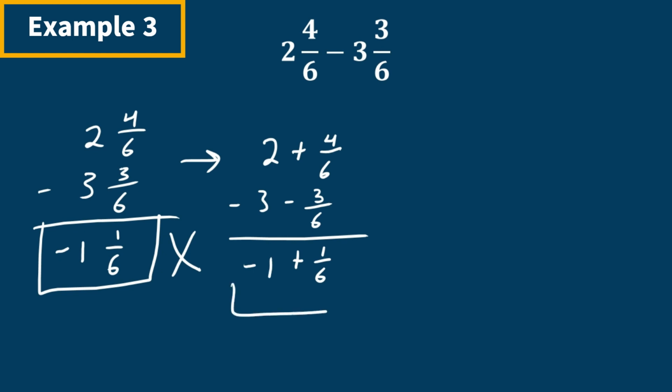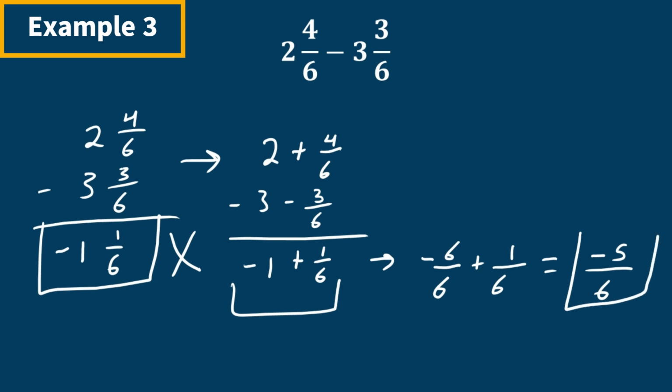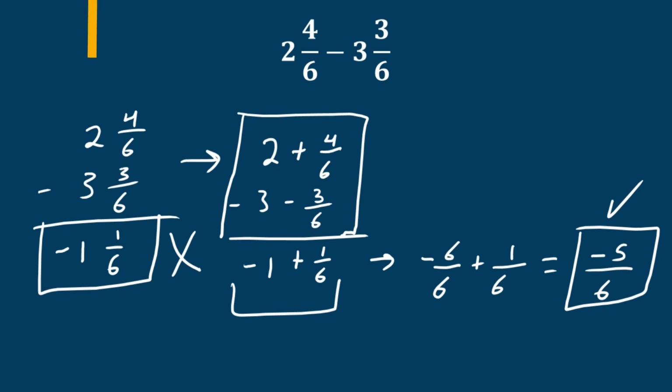Now what we have to do is complete this addition and subtraction right here. So negative 1 will become negative 6 over 6 plus 1 over 6. And when you go ahead and add and subtract the numerator, what you're going to get is negative 5 over 6, which is the correct answer. So the main reason why we write it in this form over here is so we don't get confused and end up with the wrong answer.